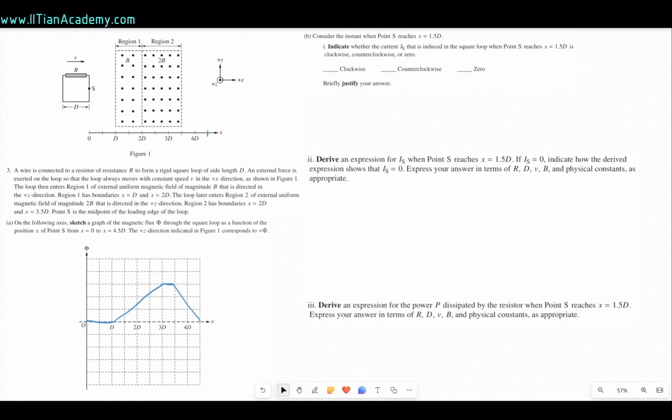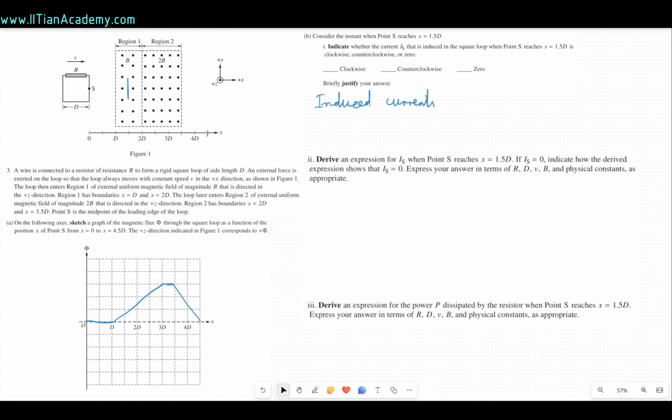So in part B of this question, we are asked to consider the interval where point S is at 1/2 d over here, and we need to state in which way the induced current is induced. So what we know is that when the loop is going into region 1, the magnetic field is increasing and is going out of the page. Therefore, the induced current, according to Lenz's law, will have to oppose this change.